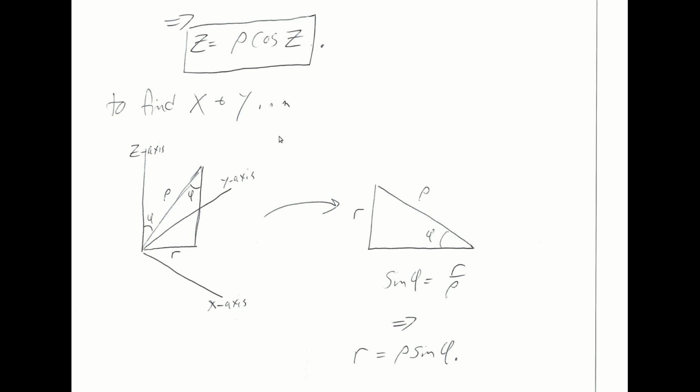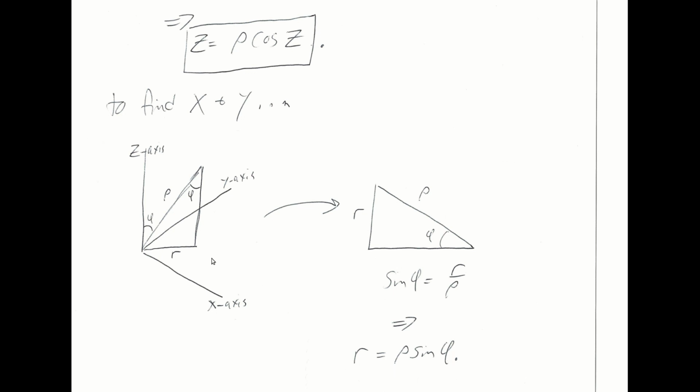So now, to find x and y, we're going to draw similar pictures, and we're going to have to think about what's going on there. Here's exactly the same picture I drew a moment ago, except instead of labeling the vertical leg as z, I'm now labeling this horizontal leg as r. I'm going to take that triangle, snip it out, and draw it over here, and now I can say that sine of phi is opposite over hypotenuse, which is r over rho. Sine of phi is r over rho, that means r is going to be rho sine phi.